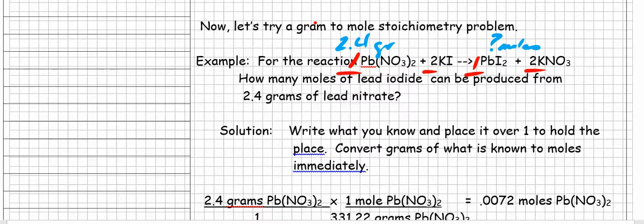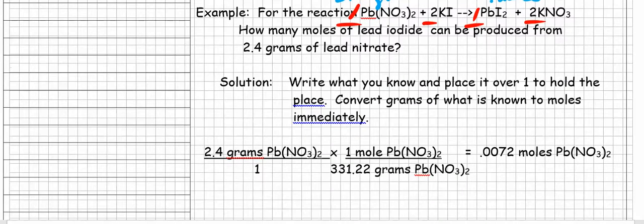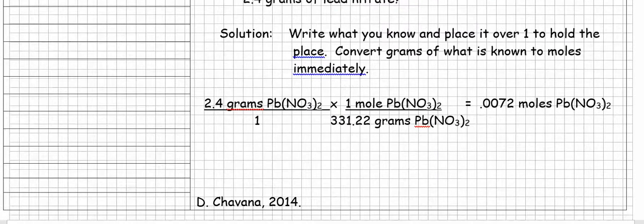What do you want to know? Write what you want to know and place it over 1 to hold the place. Okay. Convert the grams of what is known to moles immediately. So remember this. When you're doing stoichiometry and you're given a number of grams, for the compound like this, you're going to convert those grams to moles immediately. That's the first thing you're going to do even before you look at the balanced reaction. So I was given this number of 2.4 grams of lead nitrate.